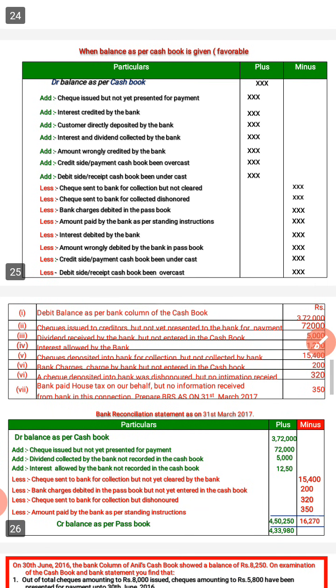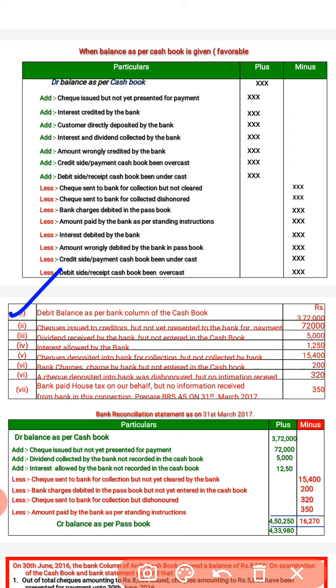Now see the practical question. It is given that the debit balance as per the cash book is 3,72,000. So make the format first, bank reconciliation statement as on 31st March 2017. We will start our question with the bank balance as per the cash book. Debit balance as per cash book is 3,72,000, we will write it over here. Then the first item is check issued to creditor but not presented for payment. Tell me what will we do with this? Is it plus or minus?